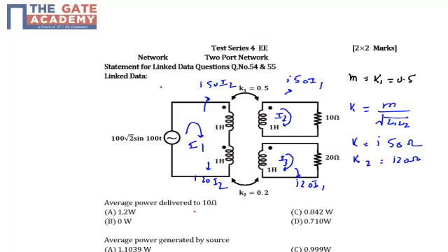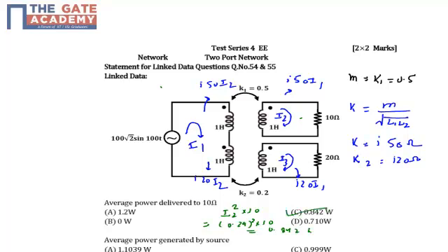Across the 10 ohm resistor, we have a current I2. So the power delivered by the 10 ohm resistor will be I2 square into 10. The value of I2 we have just calculated; the magnitude is 0.29, squared, into 10. So the answer is 0.842 watt. In this case, the correct option is option C.